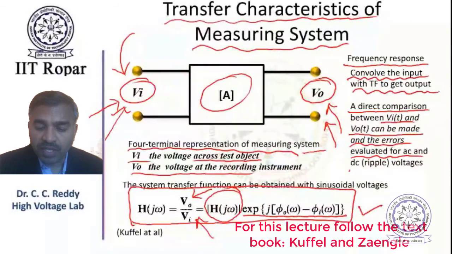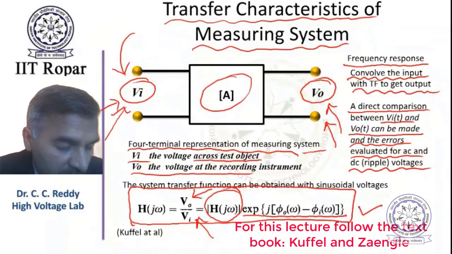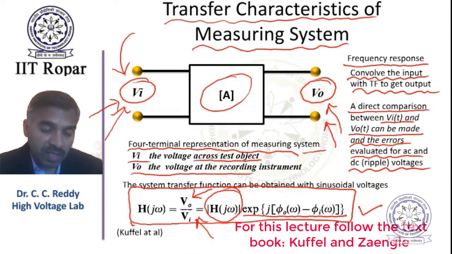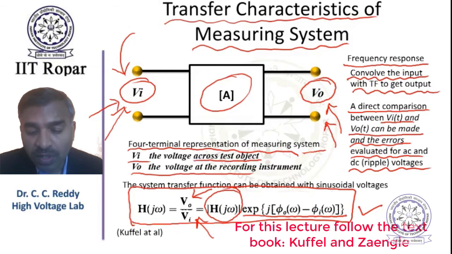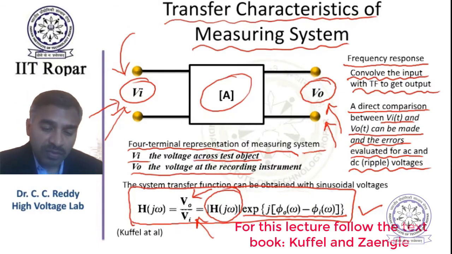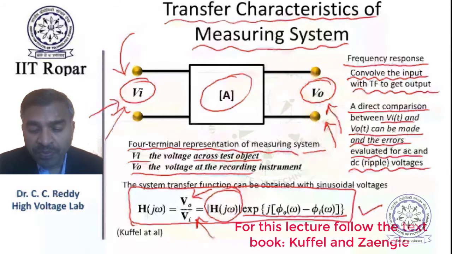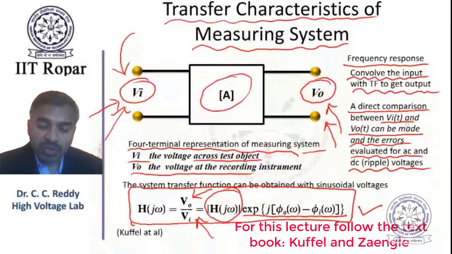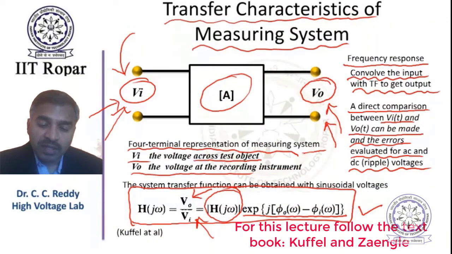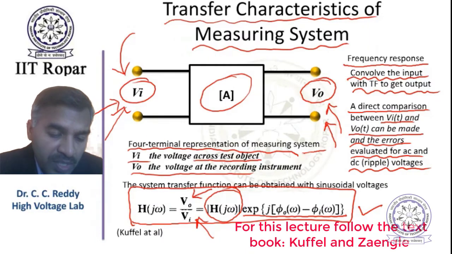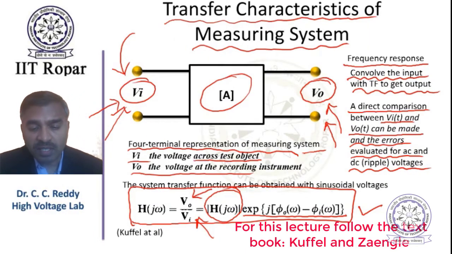This is for AC and DC. In DC also, ripple voltages will be there. Therefore, the measurement is not constant, so it also depends on the transfer function and so the frequency response. So we can compare the output and the input, and then errors can be evaluated. But for impulse voltages, it is a single shot event, as already told.